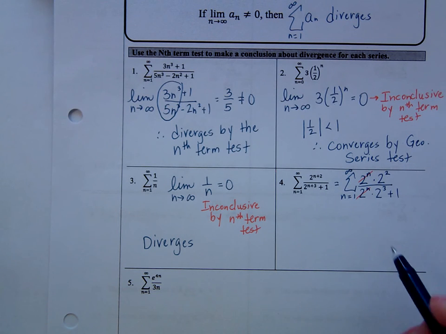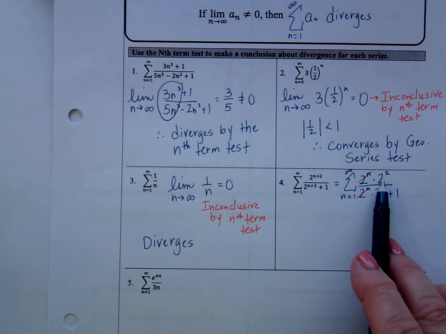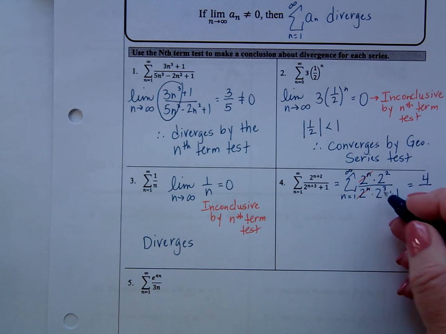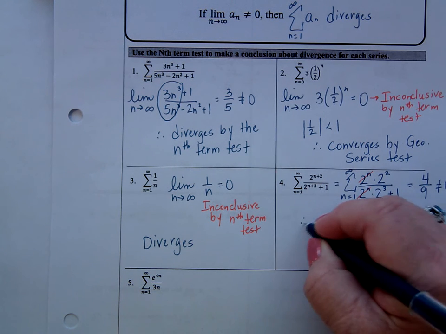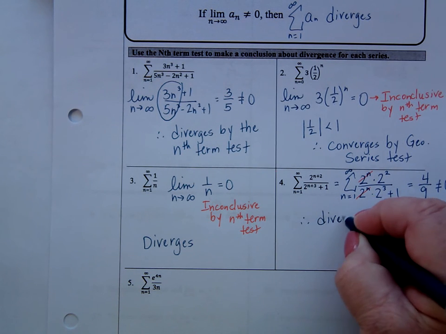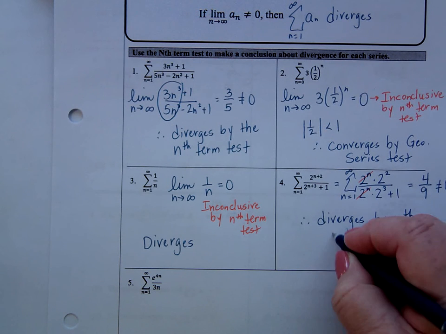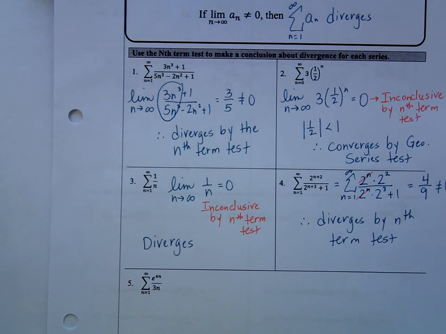And now I don't even have an infinity to substitute in here. My answer is going to be 2 squared is 4. 2 to the third is 8 plus 1 more is 9. 4 over 9 is not 0, and therefore I know it diverges by the nth term test. So sometimes you have to play some algebraic manipulation games to make this whole thing work.